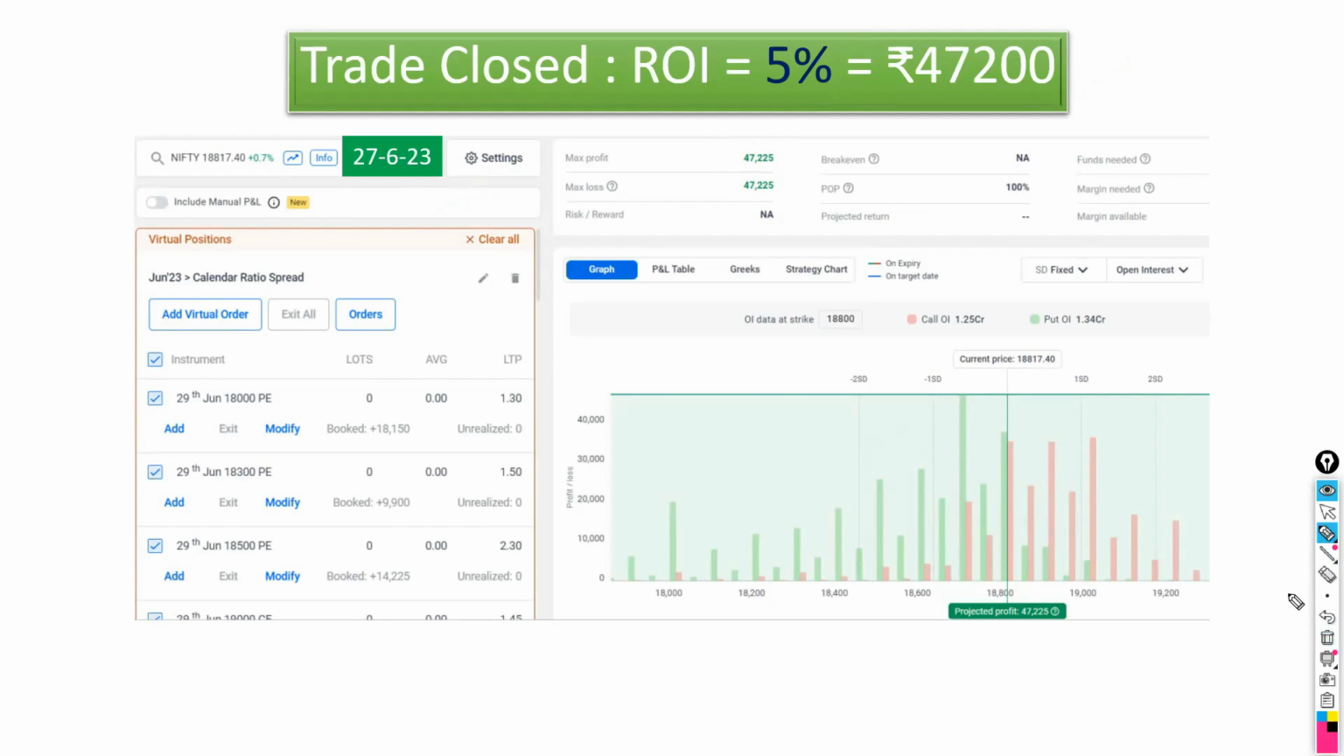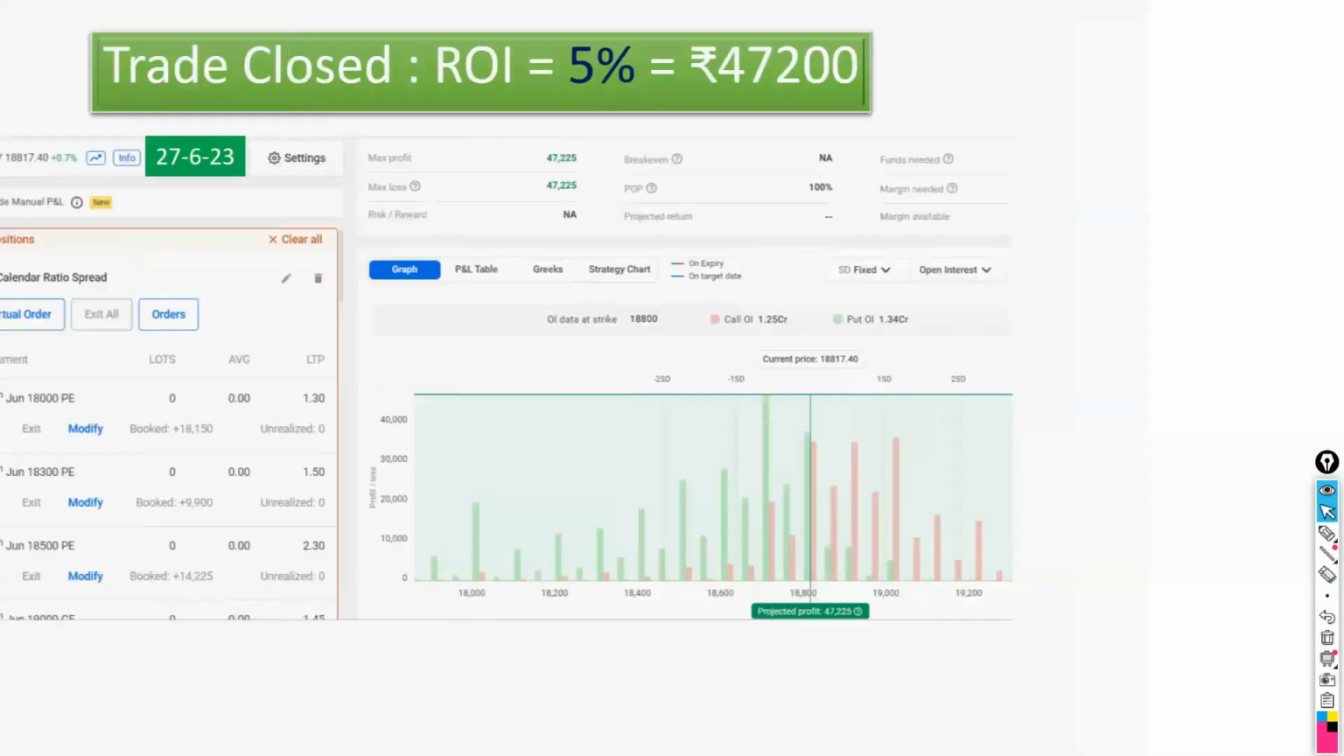Hope you understand the live trade that I have taken, and how I managed to get more premium and get the profit. I hope this trade is useful to you.